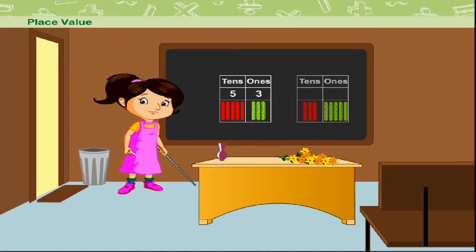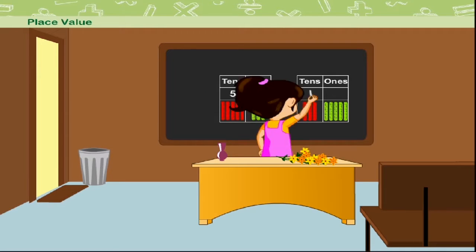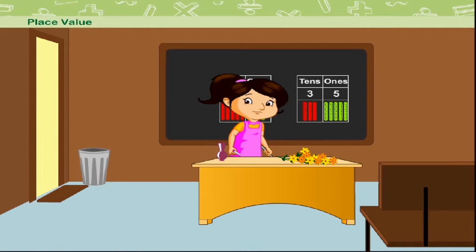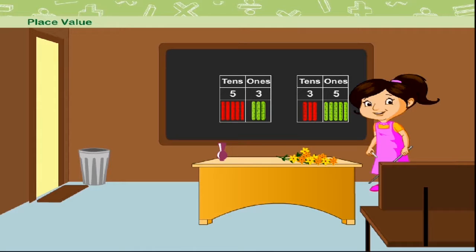Reena takes a look at another set of sticks. There are 3 tens and 5 ones here. 3 tens and 5 ones make 35. The place value of 3 is 30 and the place value of 5 is 5. Reena now understands that the place value of a digit in a number depends on the place it has in the number.